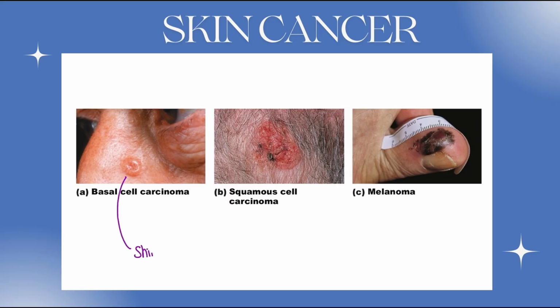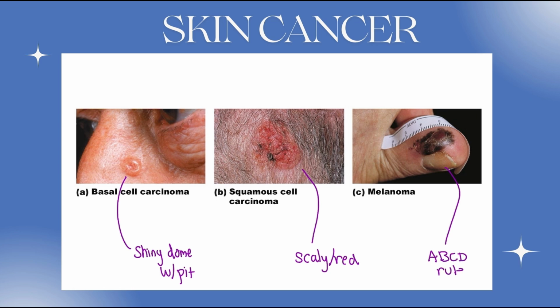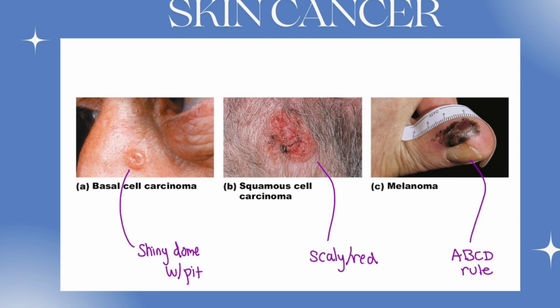The risk factors of getting skin cancer are overexposure to UV radiation and frequent skin irritation. The three main types of skin cancer are basal cell carcinoma, which presents as a shiny dome that develops into a central ulcer. It is found in the stratum basale layer, and it's normally cured by surgical excision.